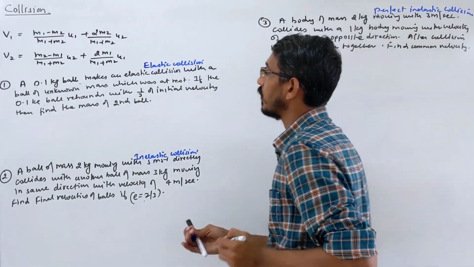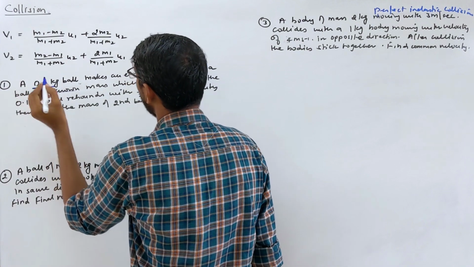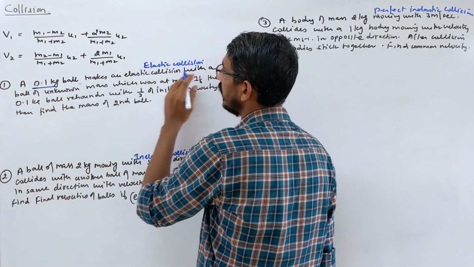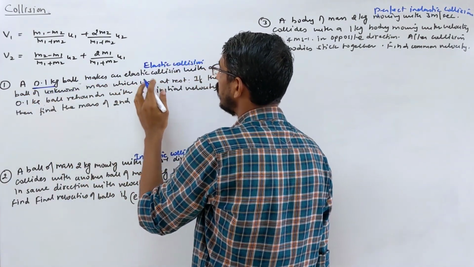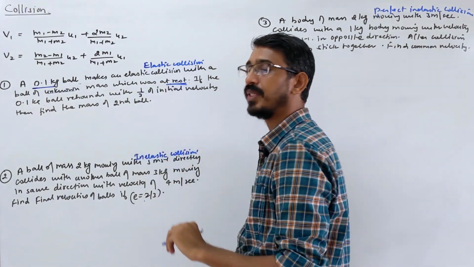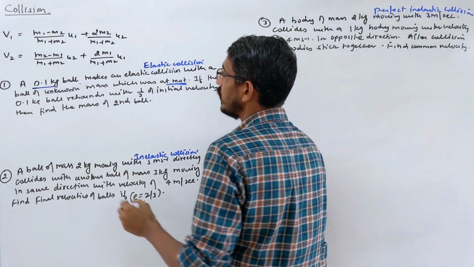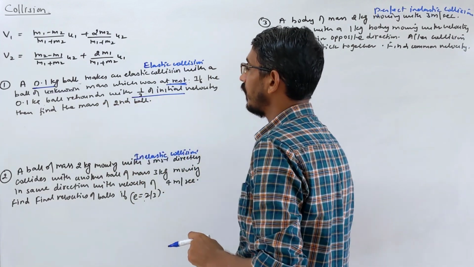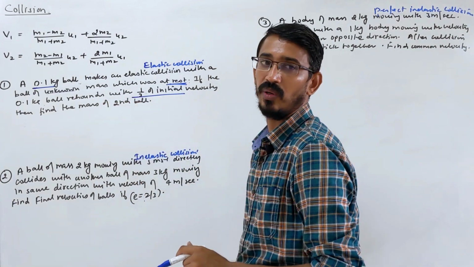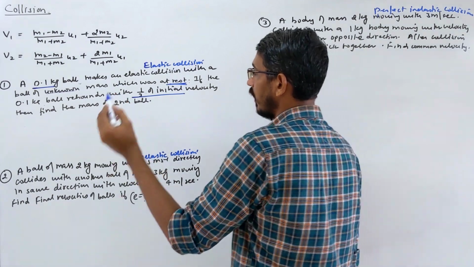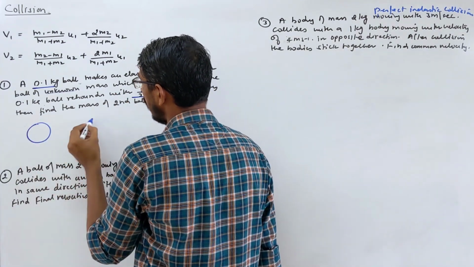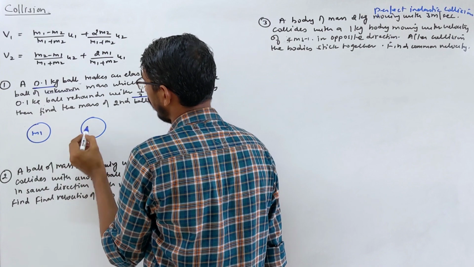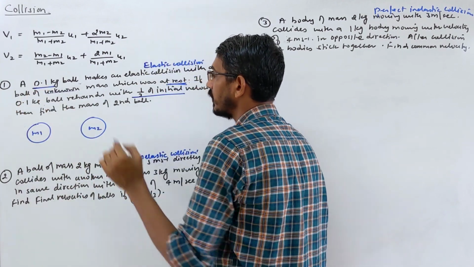Let's talk about the first problem. A 0.1 kg ball makes an elastic collision with a ball of unknown mass which was at rest. The second ball is given at rest. If the 0.1 kg ball rebounds with 1/3 of the initial velocity, find the mass of the second ball. We have to calculate m2. Let's draw how it looks. Initially there were 2 balls of mass m1 and m2. m1 is known, m2 is unknown.